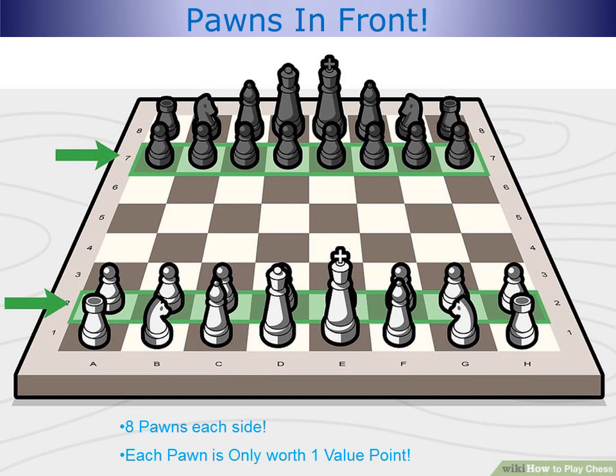So let's go over the song again. Rooks in the corners, knights guard the royals, bishops by the royals, queen on a colour, the king goes home, and the pawns are in front.